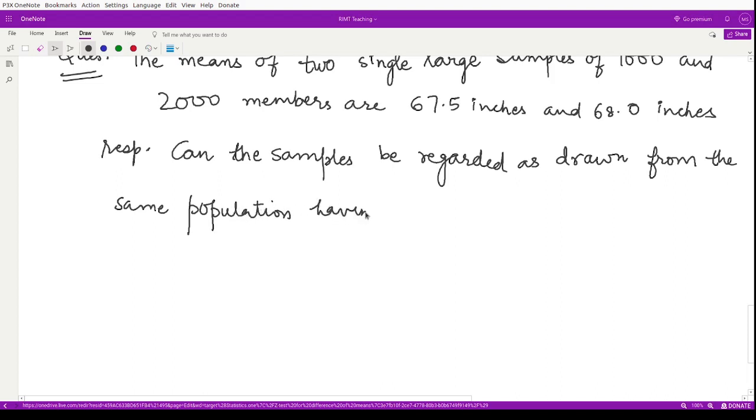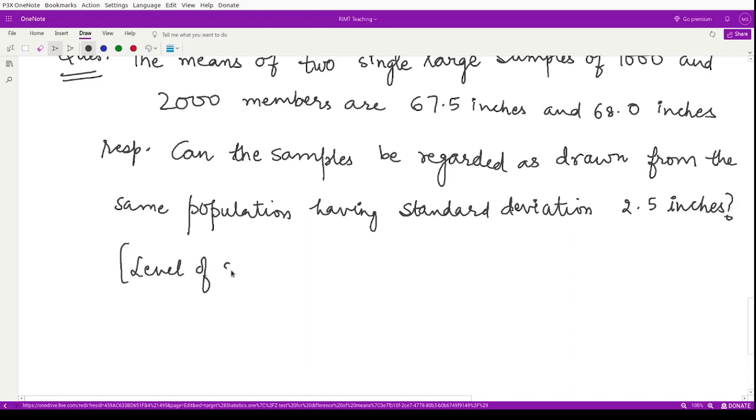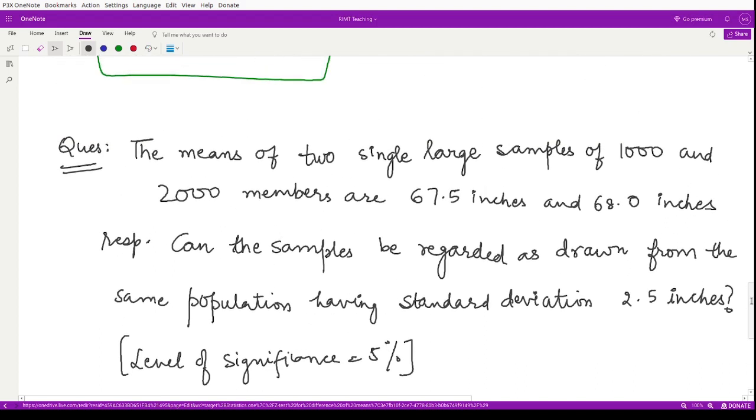Having standard deviation (2.5 inches). Here the level of significance is given to be 5%. So you see what in the question they are asking.